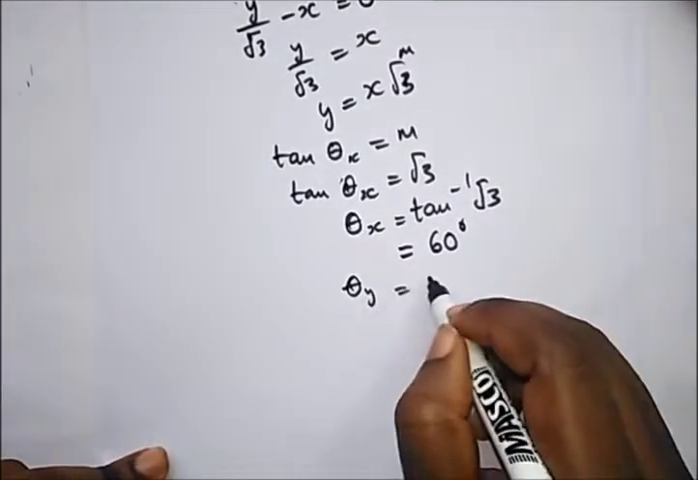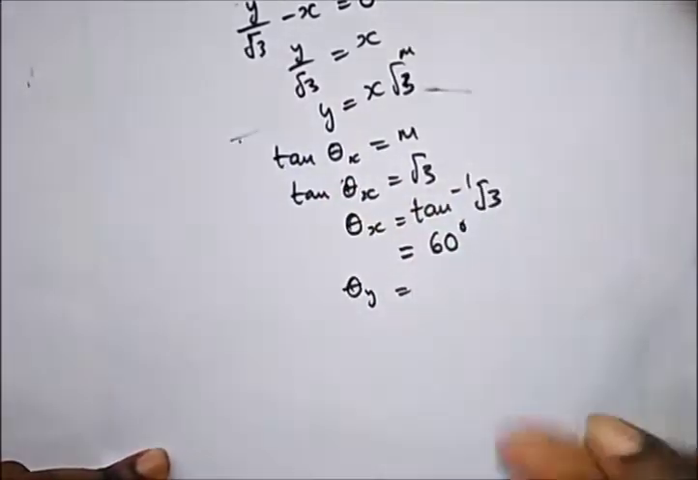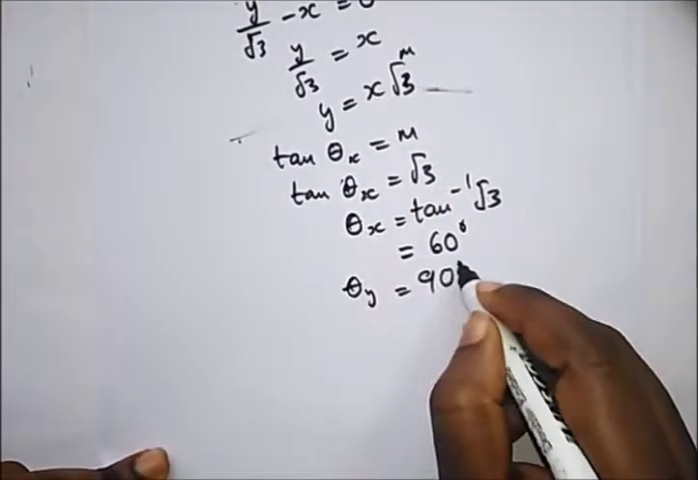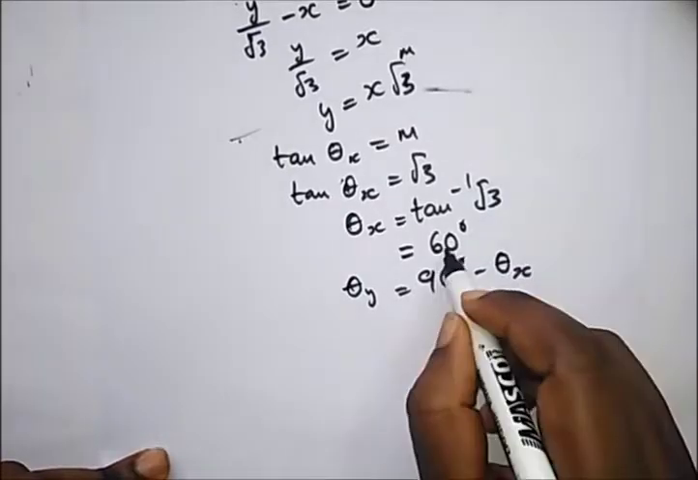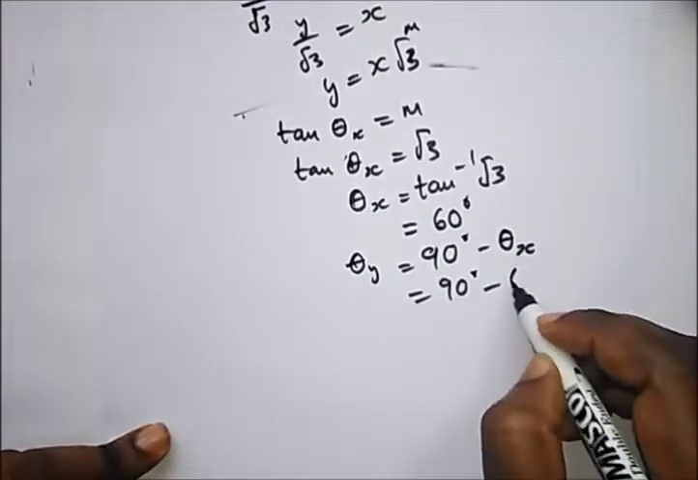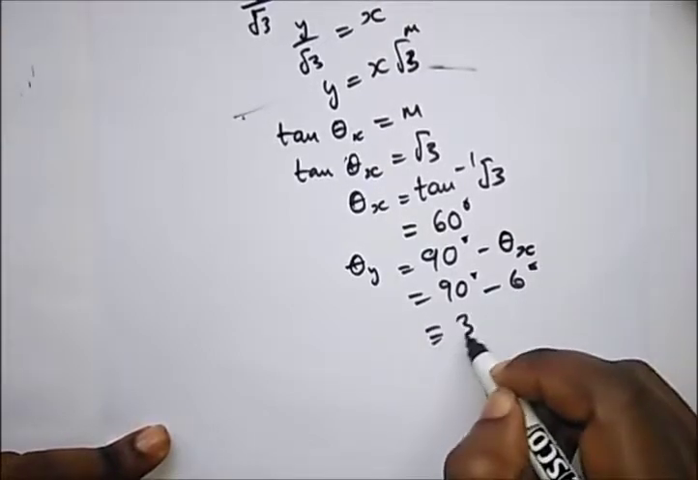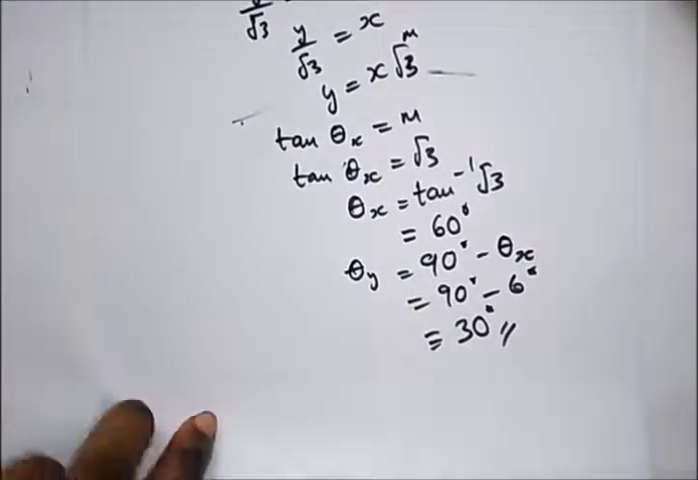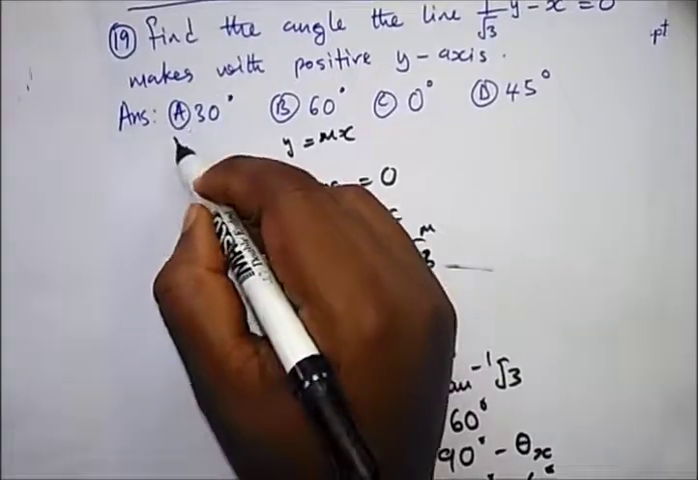Now to get our theta y, since y is on the positive axis, it will be 90 degrees minus theta x, and theta x is 60. So we have 90 degrees minus 60 degrees, which will give us 30 degrees. So our answer here is option A.